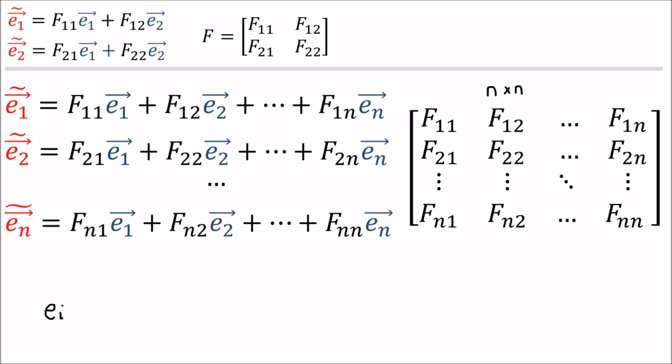So if I wanted to build Ei tilde vectors out of the Ej vectors, what I would want to do is write Ei tilde as a sum of the Ej vectors, but I still need to decide on the coefficients. So what would those be?